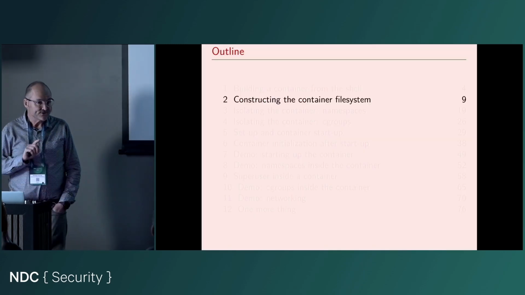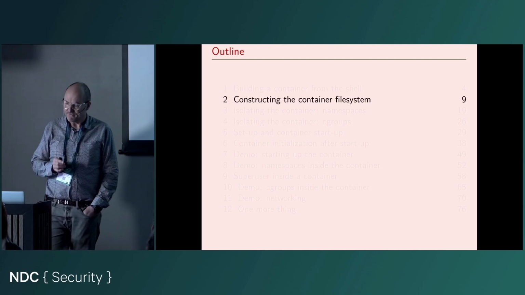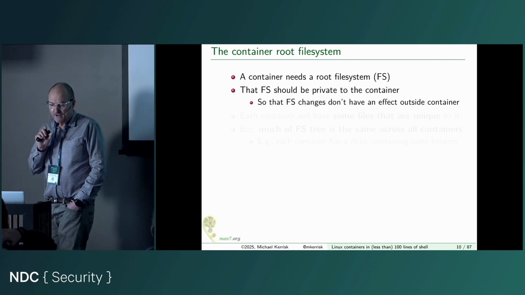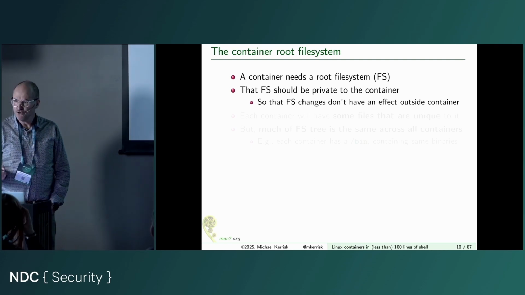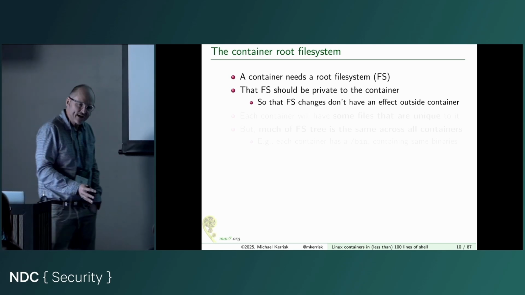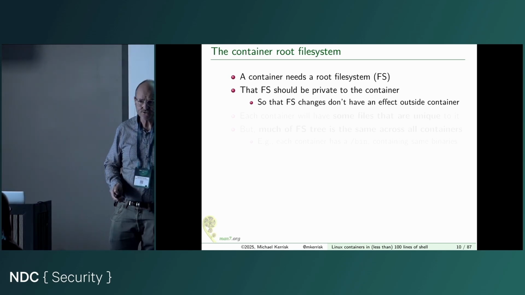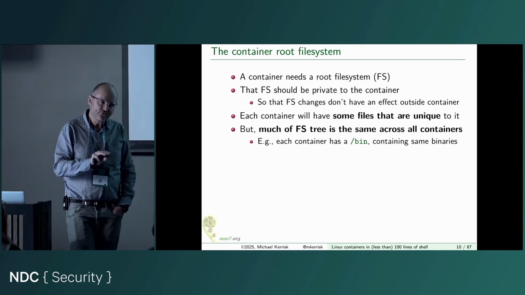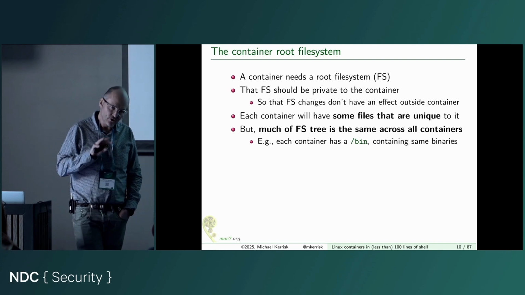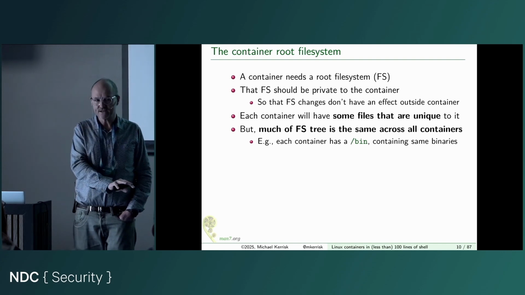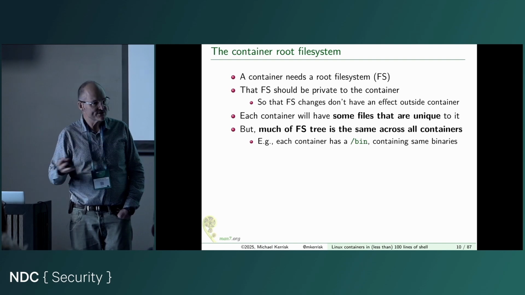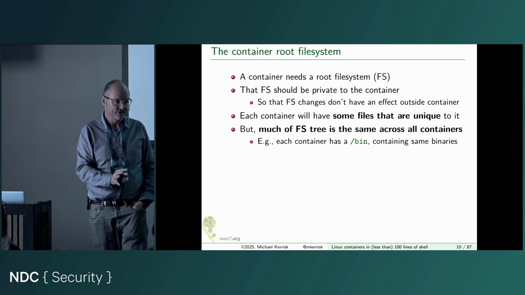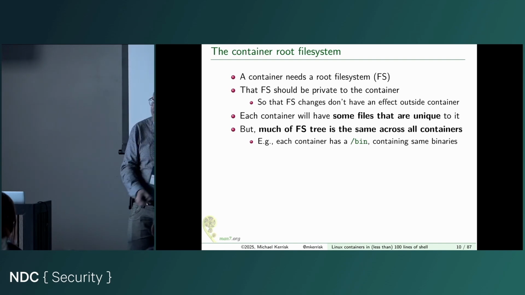So the various pieces. Our container needs a file system, a root file system, so-called. And of course, each container should have its own private file system, so that when one container changes files, of course, that doesn't affect other containers. Each container is going to have some files that are unique to that container, but there's a lot of files that are the same in every container. For instance, every container is going to have a bin directory with some binaries in it, and they're the same binaries. So there's a lot of duplication in terms of file system content across the containers.